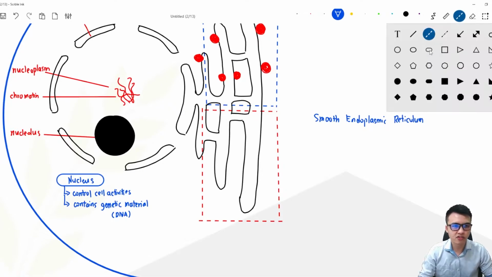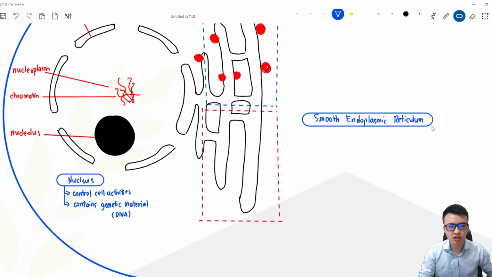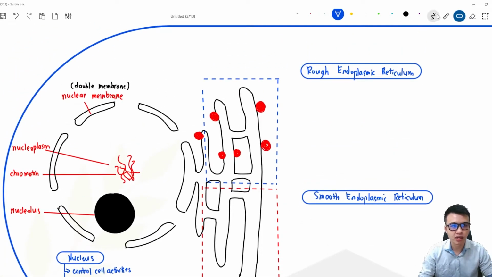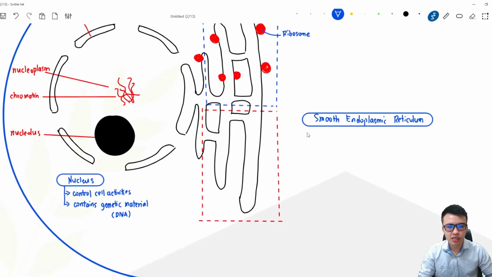So what is the difference between the smooth endoplasmic reticulum and the rough endoplasmic reticulum? Jot down: the only difference is that the rough endoplasmic reticulum has ribosomes sticking on its surface. The red dots here are the ribosomes. But the smooth endoplasmic reticulum has no ribosomes.